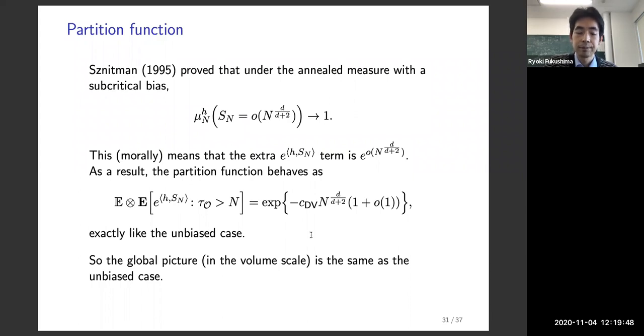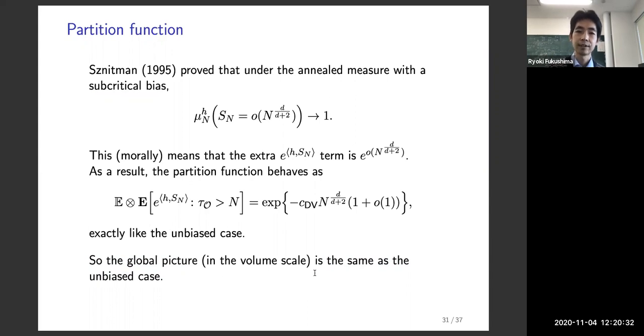This is already quite impressive. And I think this is one of the motivations for Schnittmann to prove this strange small order type result. And it is quite helpful to us. So what you can read from this leading order asymptotics. As I mentioned earlier, there are two scales, volume and length, and we want to prove something in the length scale. But of course, before doing that, you have to prove something in the volume scale. And by looking at this partition function asymptotics, at least in the volume scale, which I call the global picture, it should be the same as in the unbiased case in some sense.